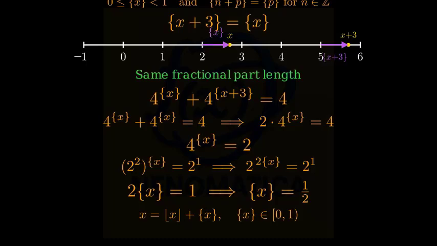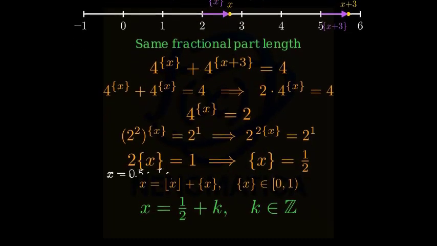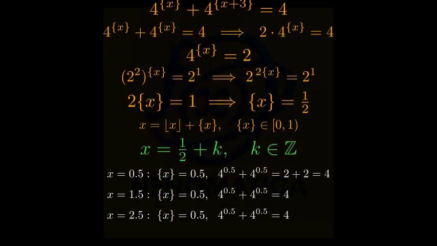Since the fractional part is 1/2, the complete solution is x equals 1/2 plus k, where k is any integer. As a quick check, take x equals 0.5. Then the fractional part is 0.5. The left side is 4 to the 0.5 plus 4 to the 0.5, which is 2 plus 2 equals 4. The same works for 1.5, 2.5, and so on.